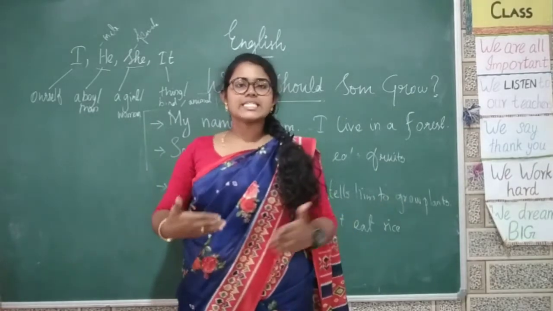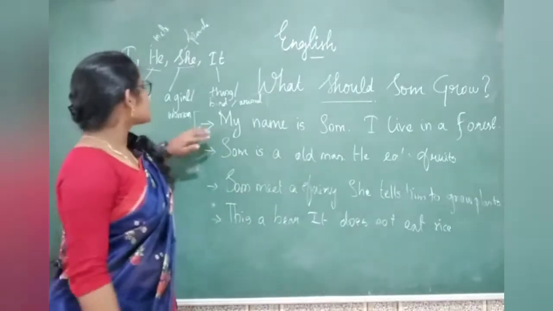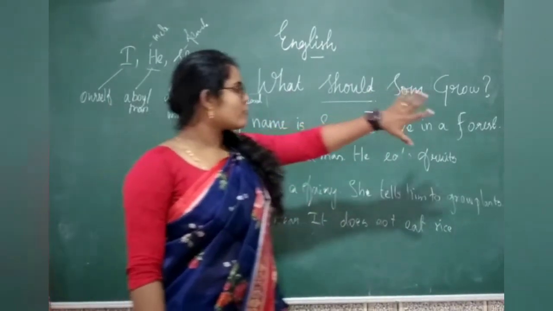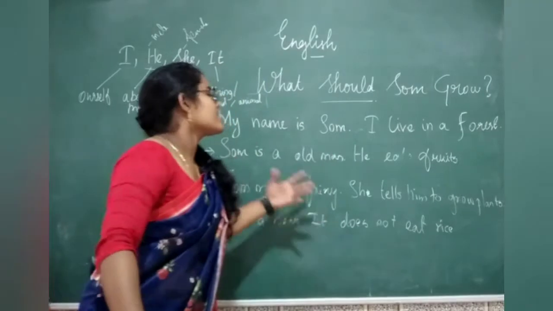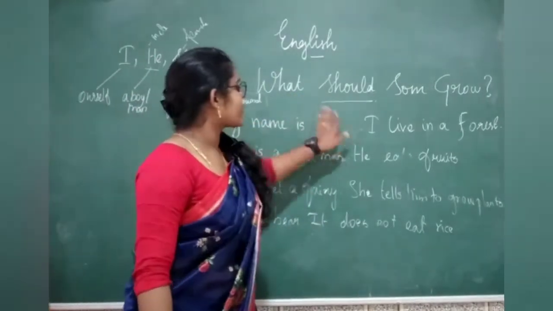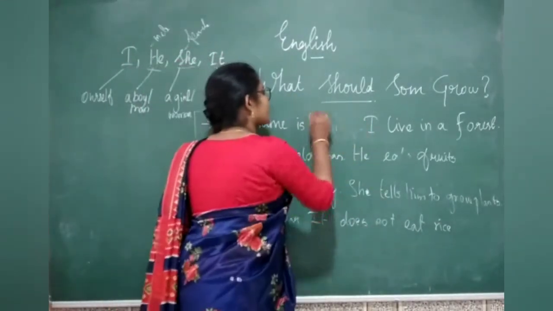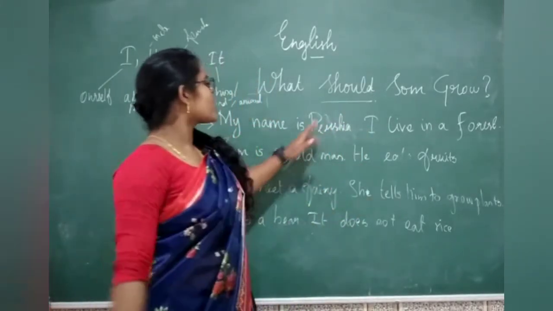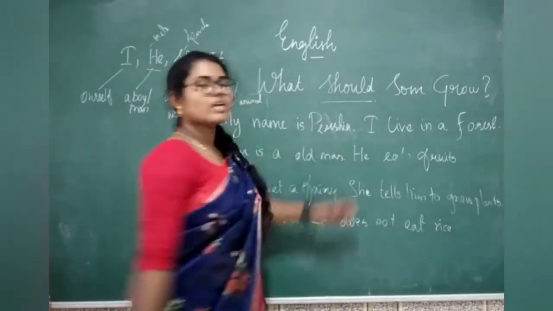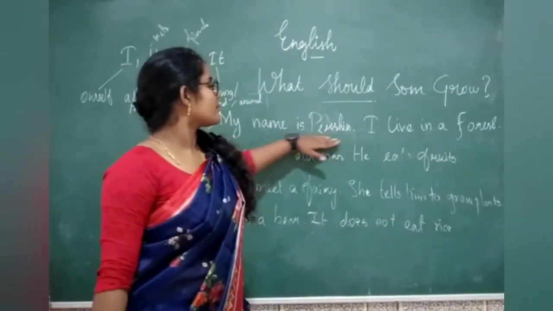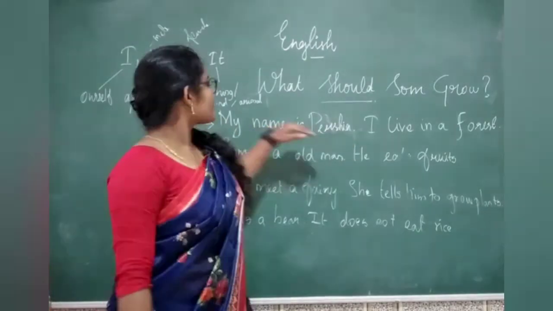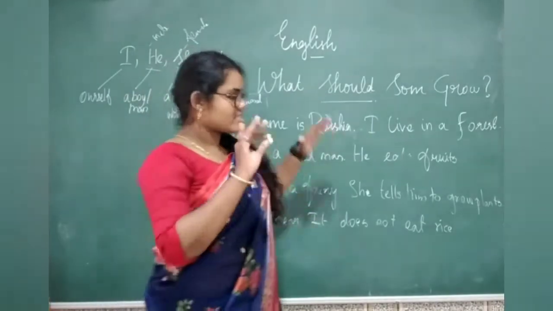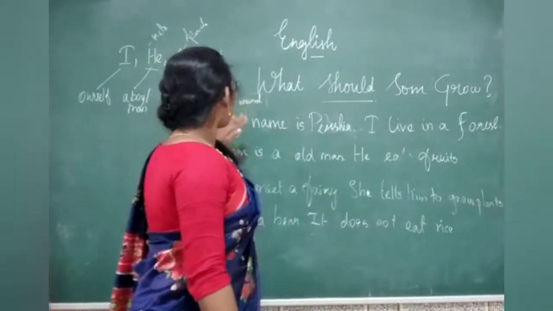So, let's see that in sentence. Here, the first sentence goes like, my name is Som. I live in a forest. So, I think I can take Som from here and I can put my name there, so it will be understandable for you. You can use your own name here. Please write down your name here. My name is Persia. I live in a forest. It doesn't mean that I am living in a forest, it's just for the sentence. Clear?